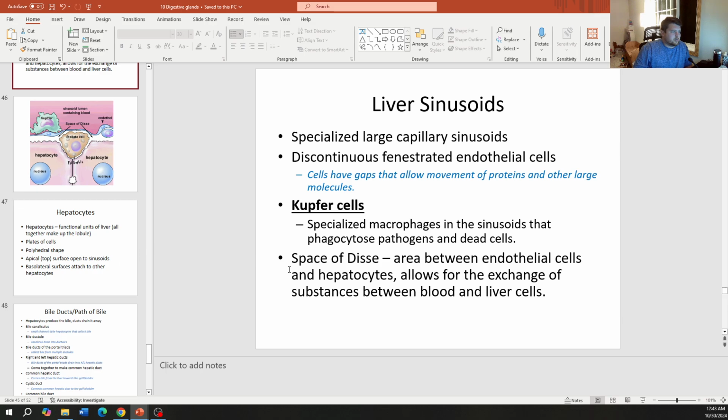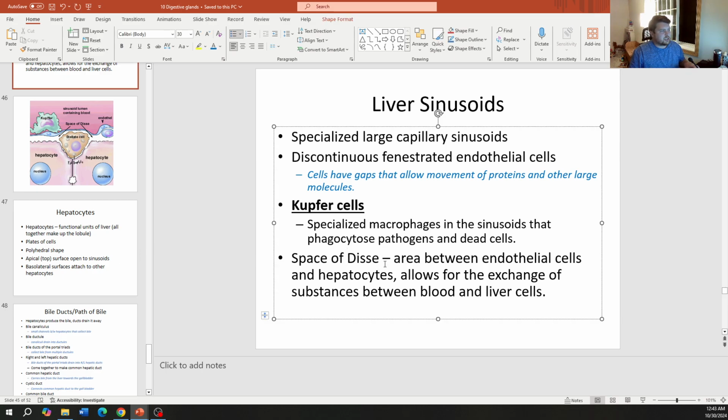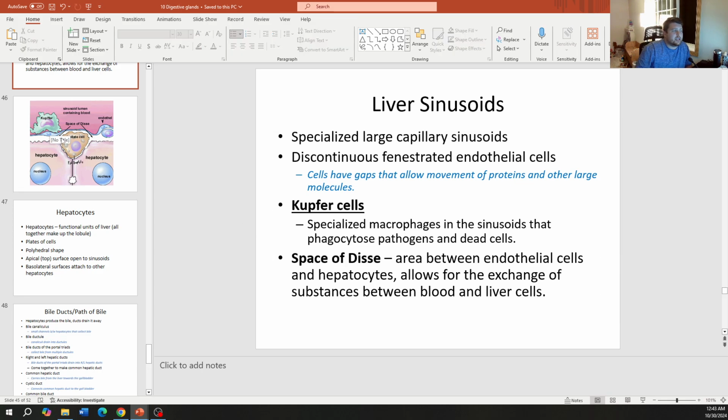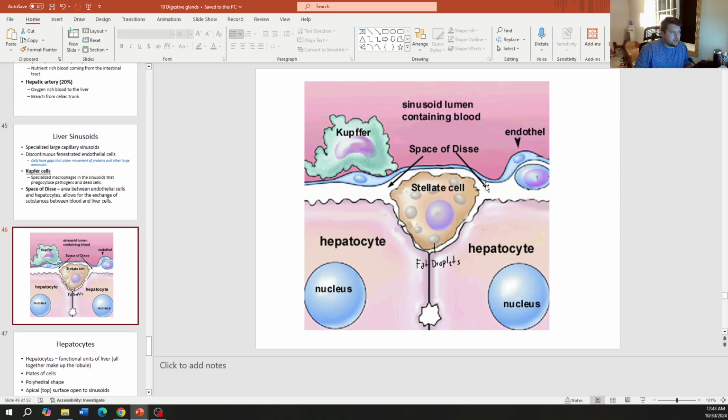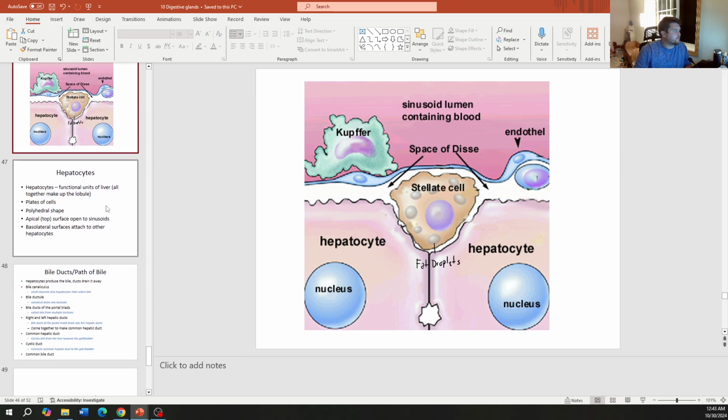There's another piece of anatomy called the space of Disse. This is just an area between the endothelial cells and the liver cells. So here's the endothelial cells and the hepatocytes right there. And this is where a lot of our exchange happens, like nutrient exchange and waste exchange, that kind of stuff.